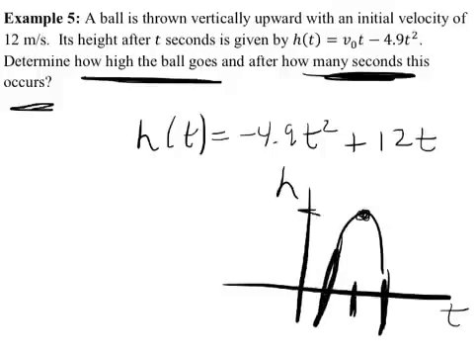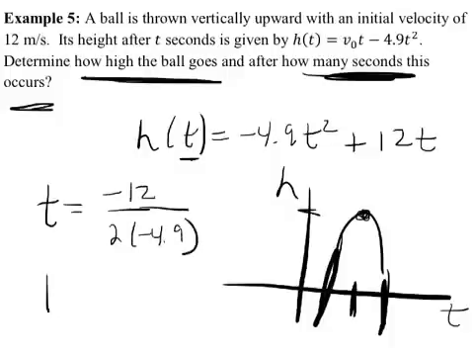So we go ahead and look for the axis of symmetry, negative b over 2a. Now it's always x equals, but x in this place is t. So t equals negative b over 2a. If calculated, we get an axis of symmetry of 1.2.